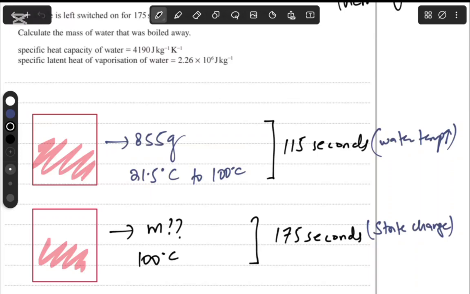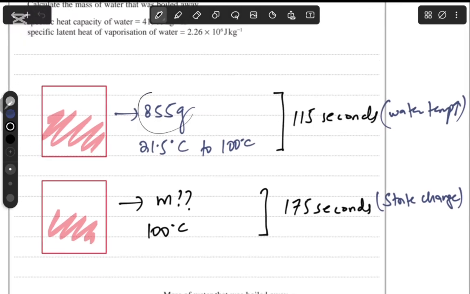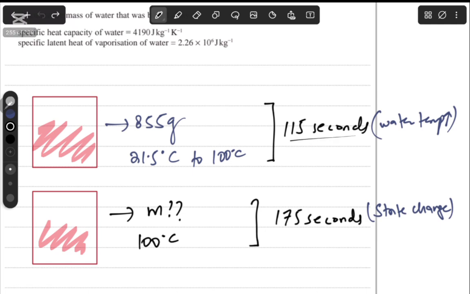Okay, so the question says to us, we have 855 grams of water in a kettle, and the temperature increases from 21.5 degrees Celsius to 100 degrees Celsius. And this happens in 115 seconds. So in 115 seconds, the temperature increases. So the kettle is supplying energy to increase the temperature.